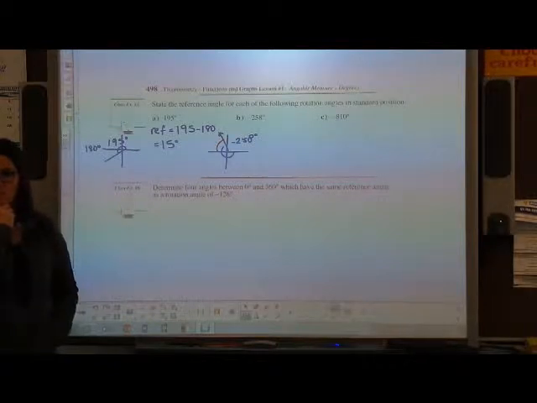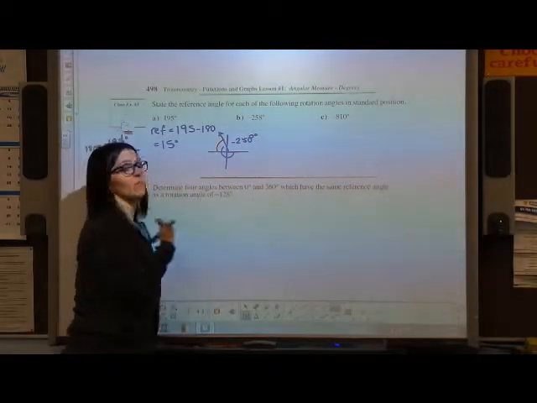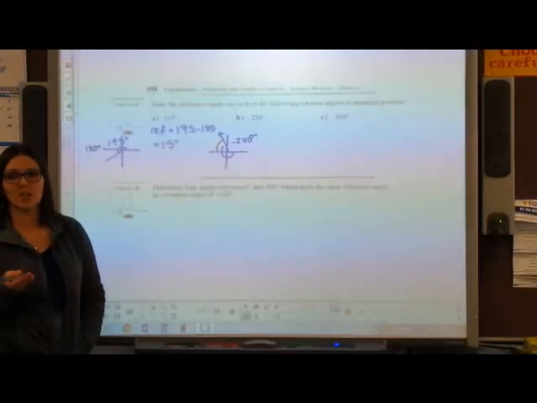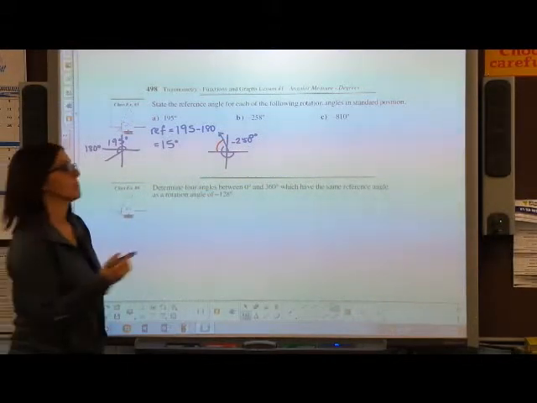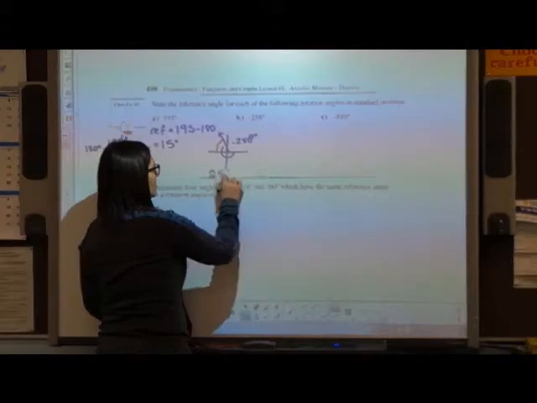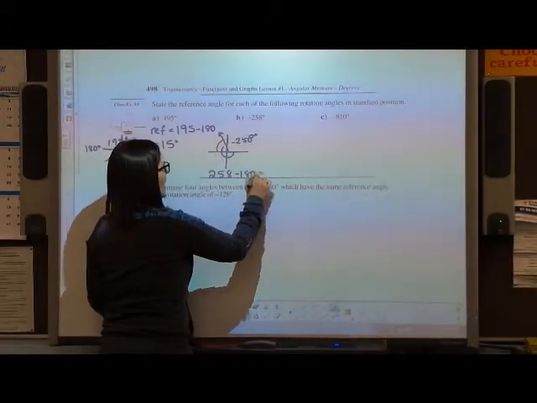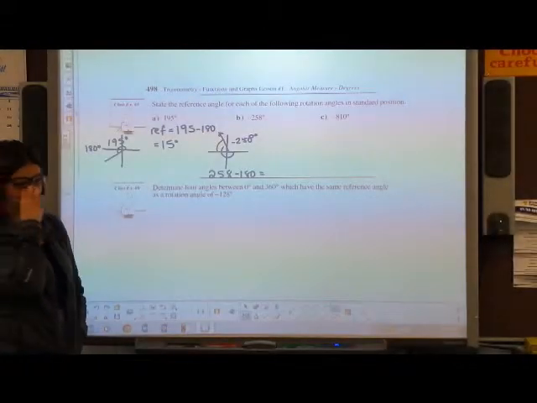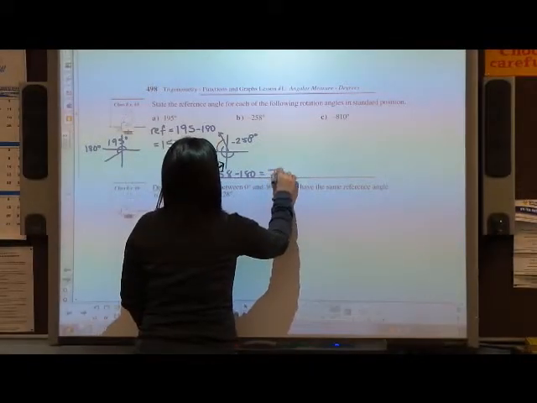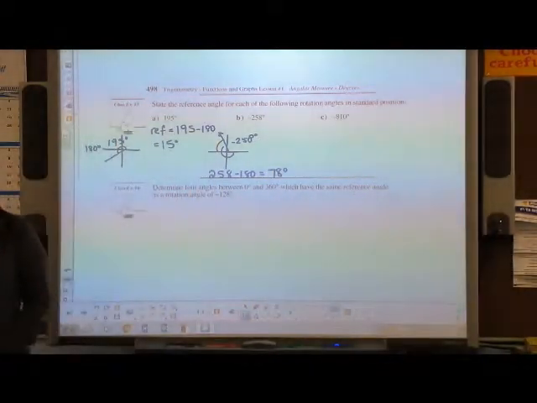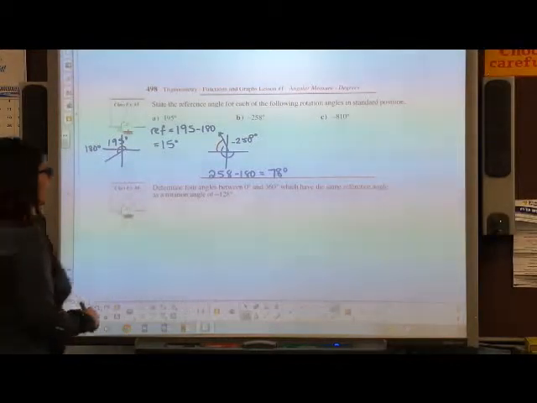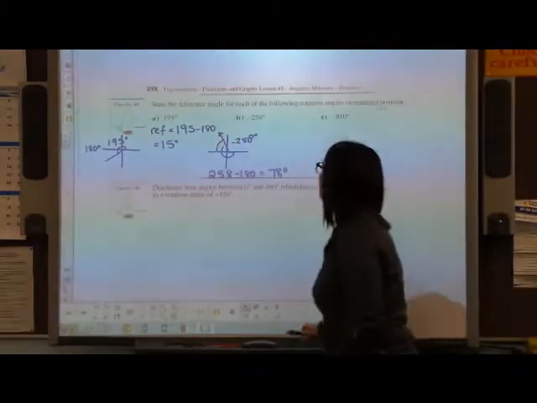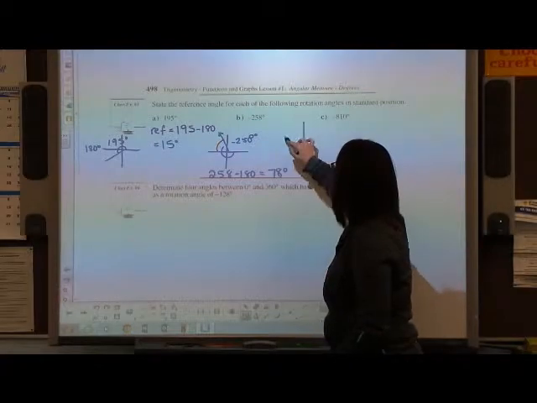Subtract 180. Okay. Would I make it a positive 258 or a negative 258 when I subtract the 180? Okay. That's what I did. And what did you get? 78 degrees. And does that meet the conditions of a reference angle? Yes. It's positive, and it's between 0 and 90 degrees.